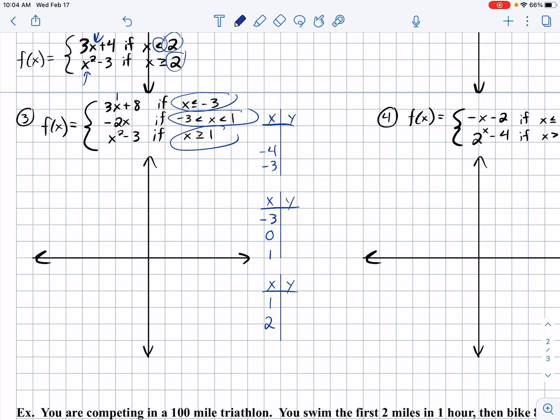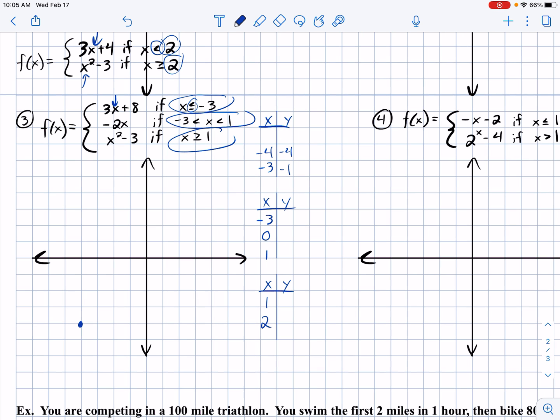Okay, we're plugging in our -4 right here. So we get -12 plus 8, which is -4. We get -9 plus 8, which is -1. -4, -4. Then at -3, -1, close circle because it's less than or equal to. Okay, and this is a linear function, so we have that looking just like this.